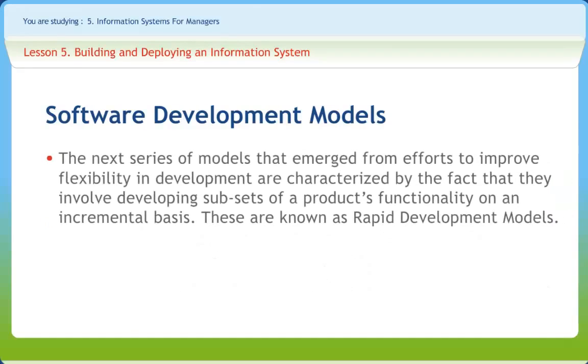The next series of models that emerged from efforts to improve flexibility in development are characterized by the fact that they involve developing subsets of products' functionality on an incremental basis. These are known as rapid development models. The primary objective of the incremental delivery models is to reduce risk in large projects by delivering subsets of the planned functionality to customers earlier in development. Development is split into a number of sub-cycles, each of which typically uses a mini waterfall process, resulting in complete subsystems that are delivered to the customers.